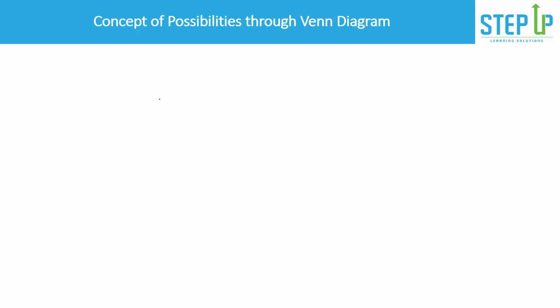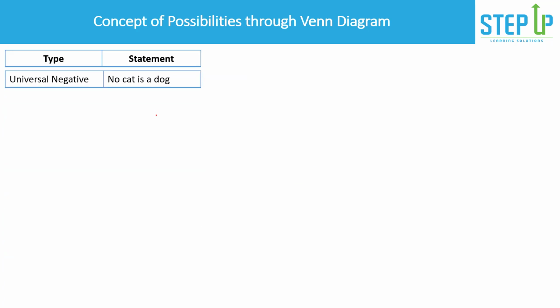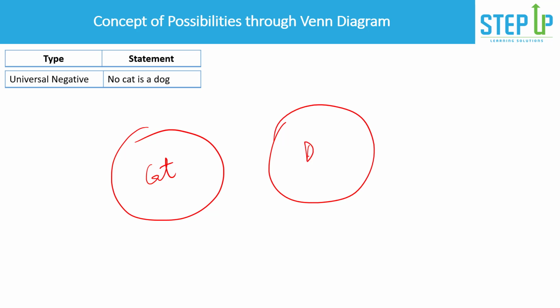Okay, let's move on to the second type of statement. It says no cat is dog. Let's say this is the diagram for cat and this is the diagram for dog. That means these are disjoint circles, disjoint sets. There is no element of cat which is a dog, so there is no intersection. This is how we can represent it. There is only one possibility; there is no other way you can represent this.